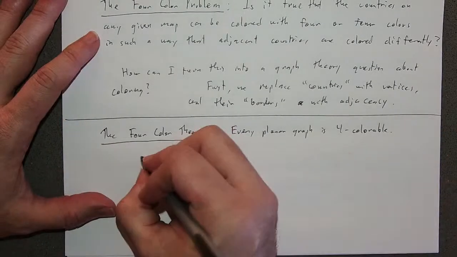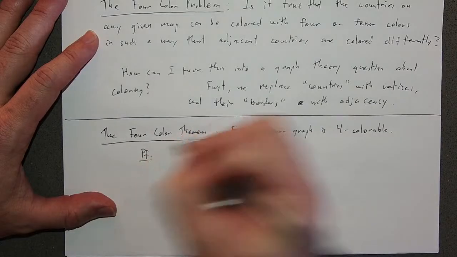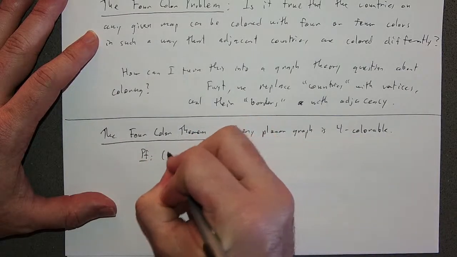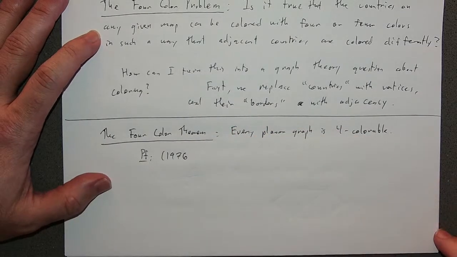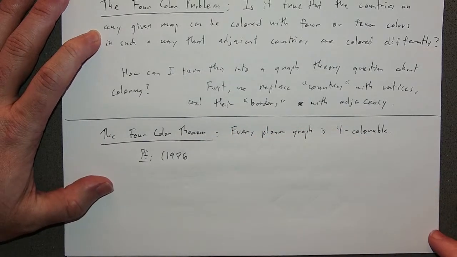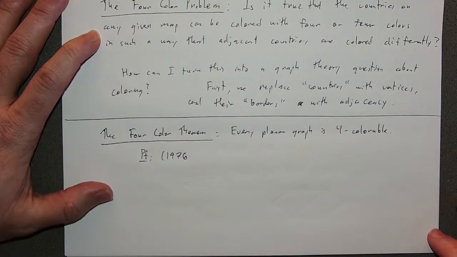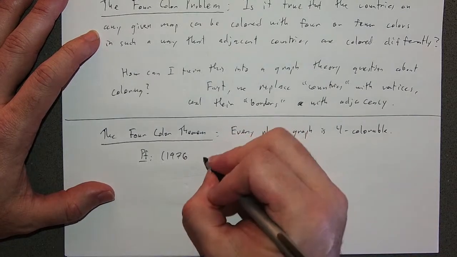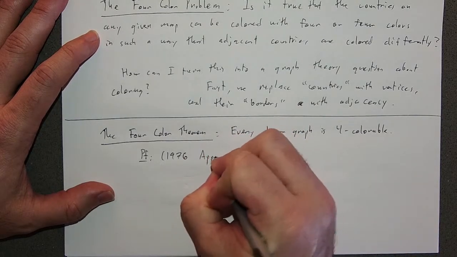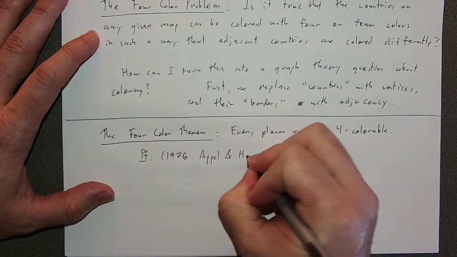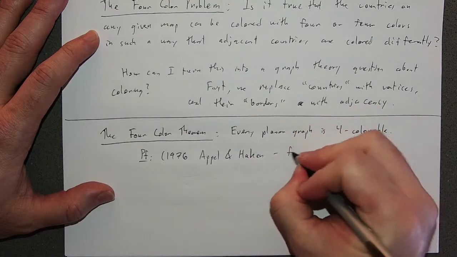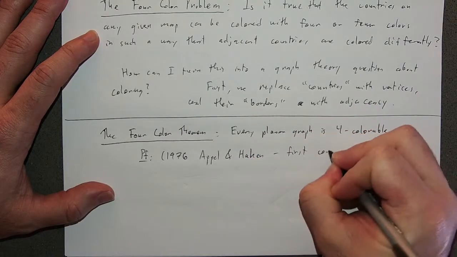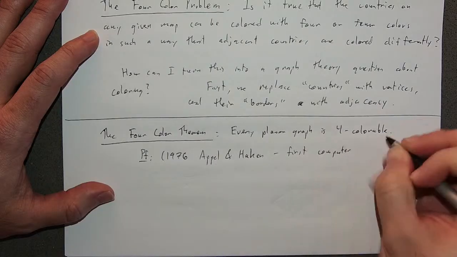So, the proof of this did not come, despite lots of effort, until 1976. This is due to Kenneth Appel and Wolfgang Haken. And it is the first computer-aided proof.